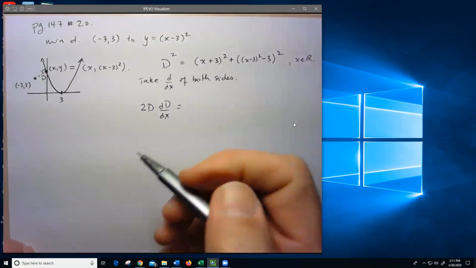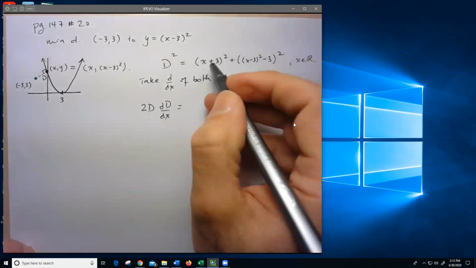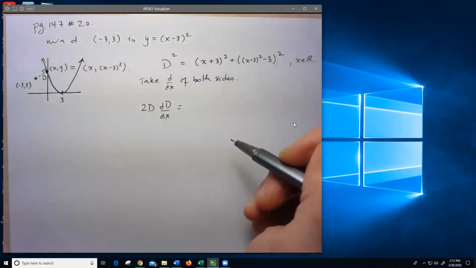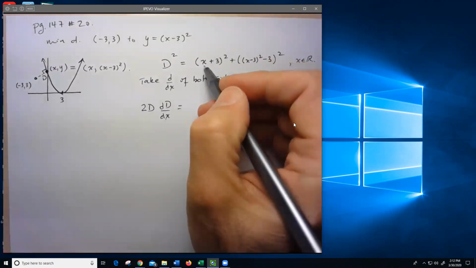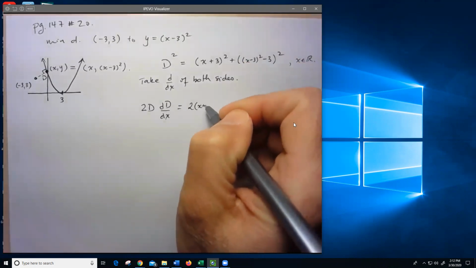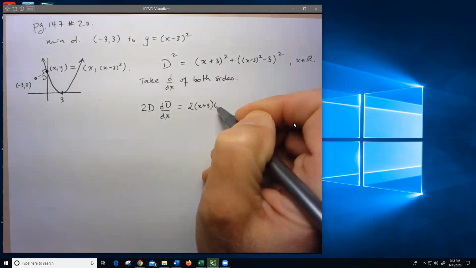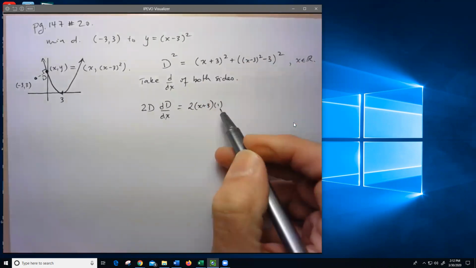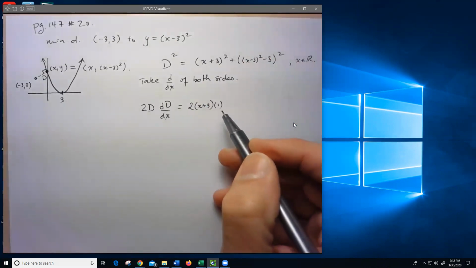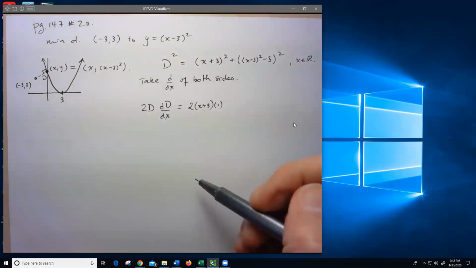later on. Okay, so here again, instead of multiplying everything out, I think I'm going to just see if I can get away with, again, using the chain rule. So here, if I take the derivative of this, it's just going to be 2 times x plus 3 times the derivative of x plus 3, which is 1. Now, you might say, why even bother writing that? It's just to keep yourself thinking that I'm actually applying the chain rule here.